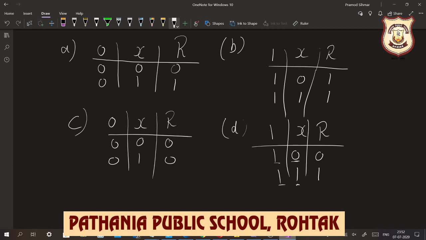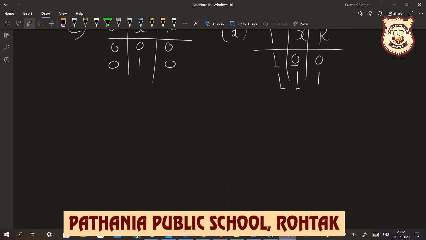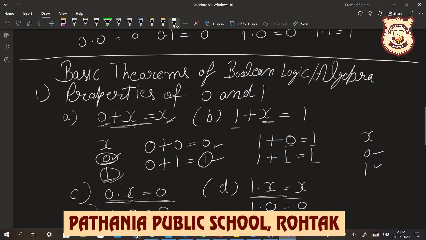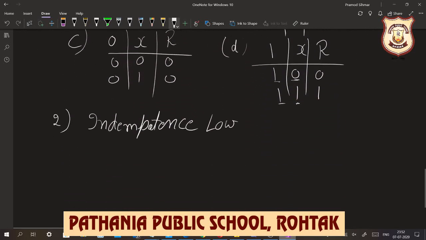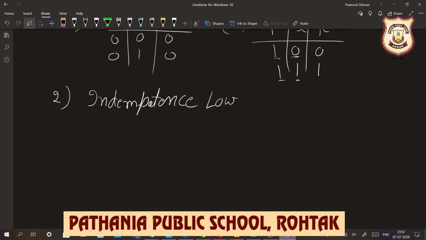So now we take the second law here. The second law is the idempotence law. The first law is the properties of 0 and 1, and now our second law is the idempotence law. In the idempotence law, the first is x plus x is equal to x, and the second says that x multiply x is always x. So write down the truth table for this.